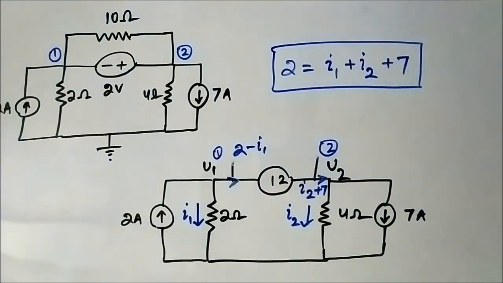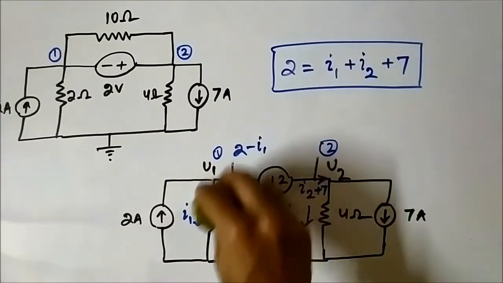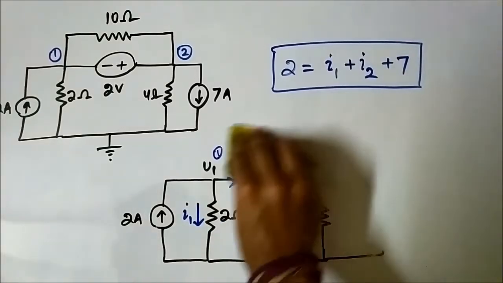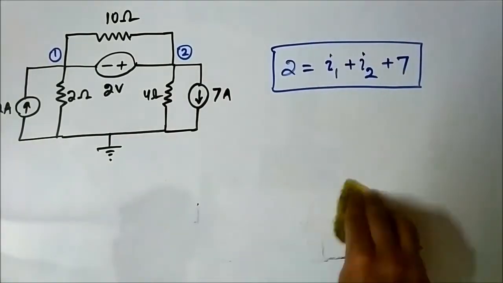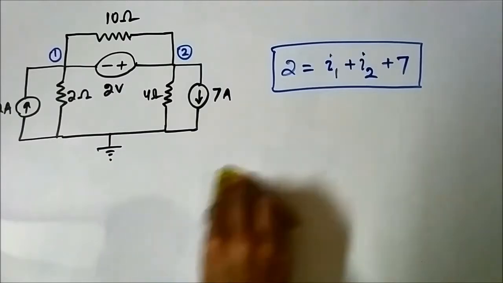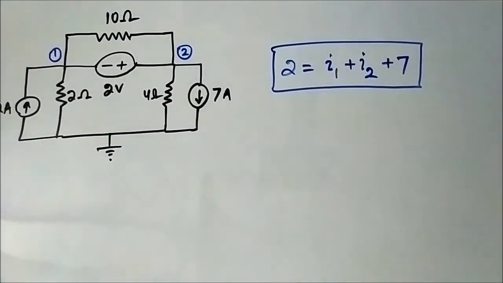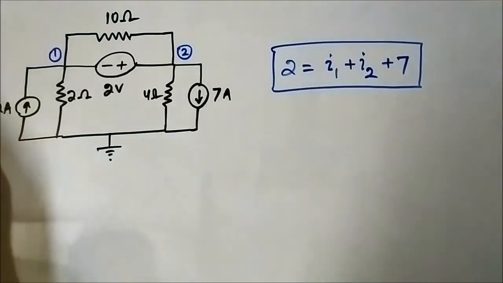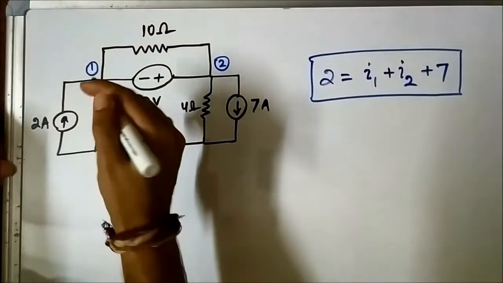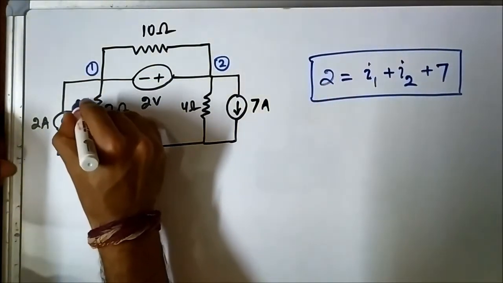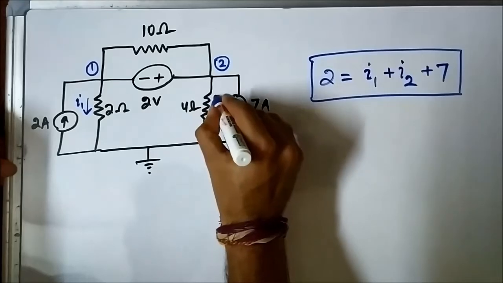Now we have to bring it in terms of nodal voltages, because we have to determine the nodal voltages. I can remove this because there is some lack of space. So let us just mark it here. This is I1 and this is I2.